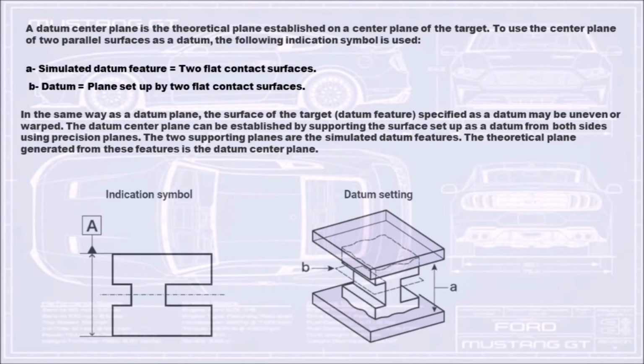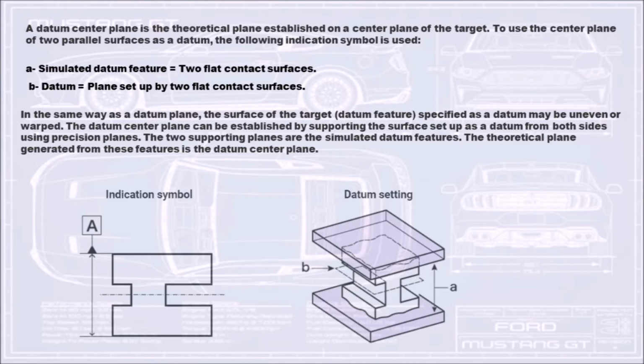A datum center plane is the theoretical plane established on the center plane of the target. To use the center plane of two parallel surfaces as a datum, the following indication symbol is used. A simulated datum feature equals two flat contact surfaces. B datum equals the plane set up by two flat contact surfaces.